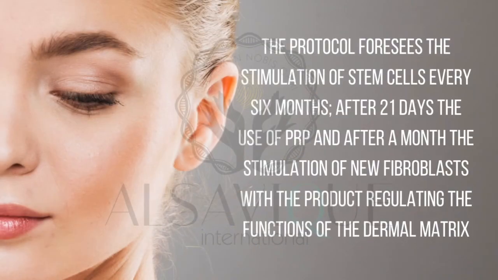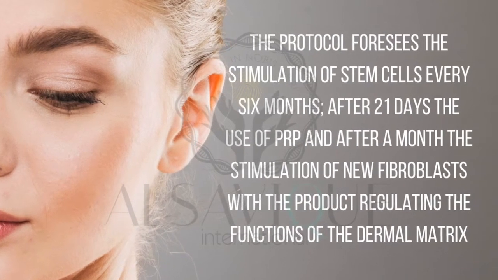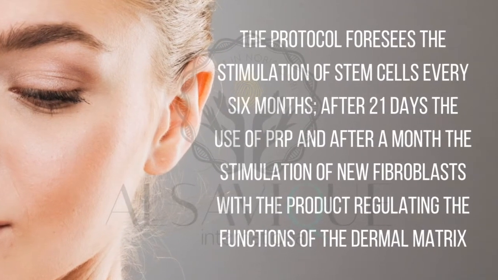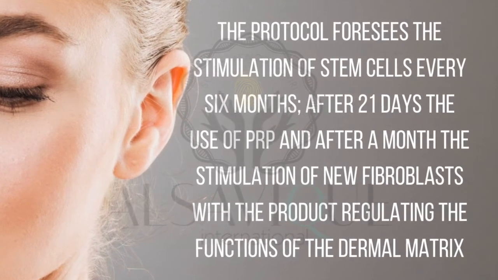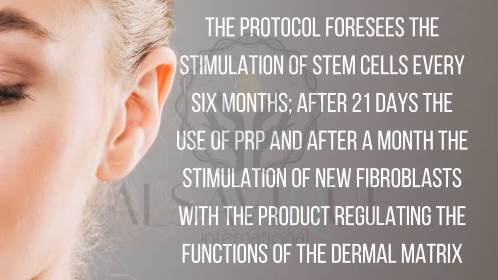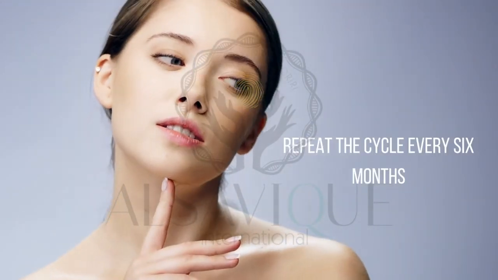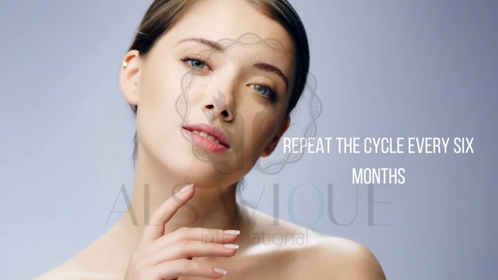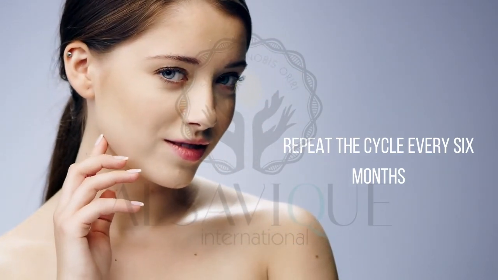This protocol includes the stem cell stimulation once every 6 months, the injection of autologous or synthetic PRP after 21 days, and the stimulation of the newly formed fibroblasts by using a drug that regulates the dermal matrix's functions after 1 month. This cycle should be repeated twice a year, and to maintain the dermis's physiology, we suggest to use a drug that regulates the dermal matrix's functions once a month in between the cycles.